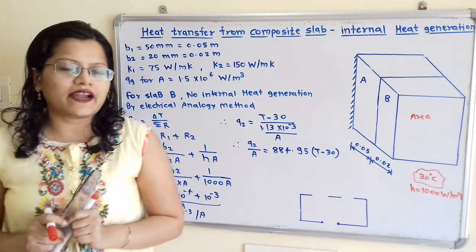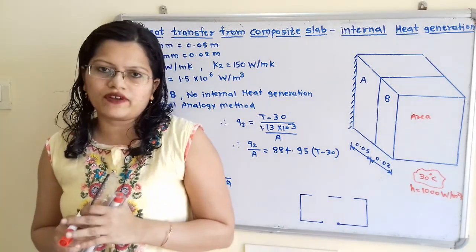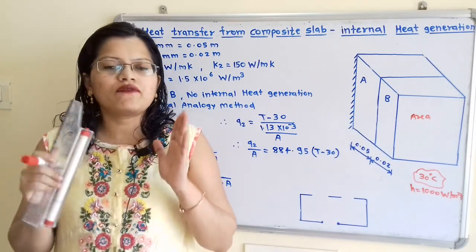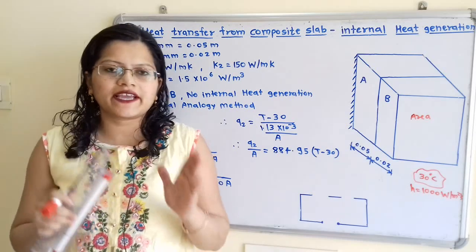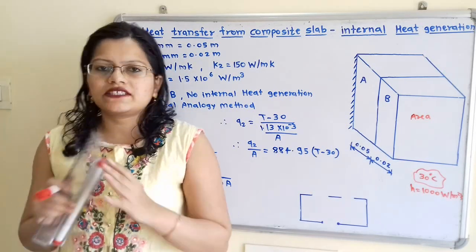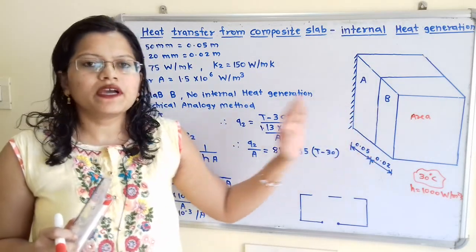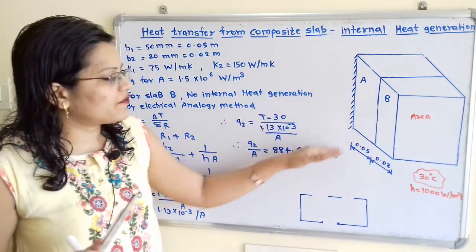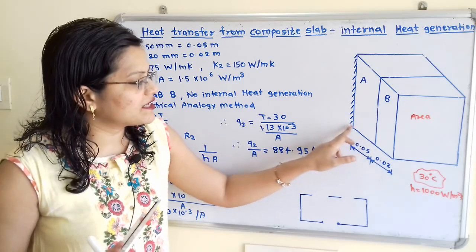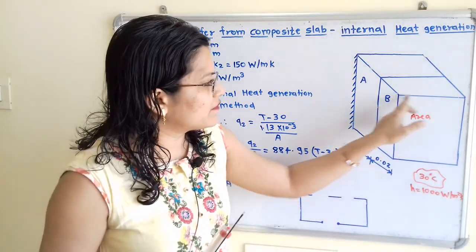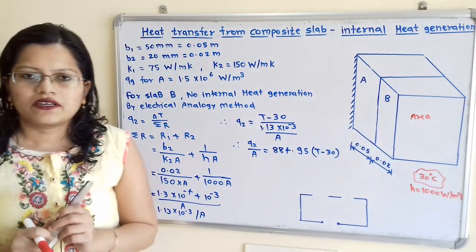Let us understand the given data with the help of diagram. If we observe the question, wall is made of two composite materials A and B, whose thickness is given. I have constructed a three-dimensional diagram. If we observe this diagram from this side view, then we can clearly see the thickness, and if we observe this diagram from the front, then we can see the area.